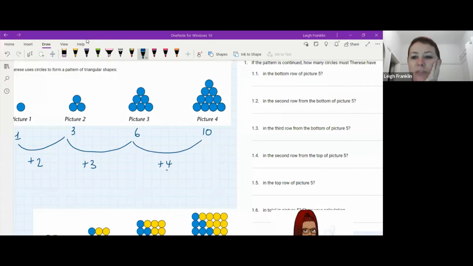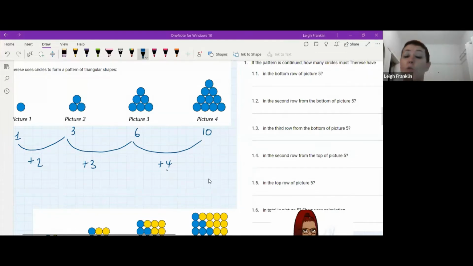Ma'am, yes, Boipelo. Ma'am, in our school, our teacher did teach us this thing, and we did it today. The way we did it is that we plus the numbers to get the number that doesn't exist. Like in question 1.2, it asks us picture number 5. So since it's +2 +3 +4, it's going to be +5, which is going to be 16. Absolutely. I agree with you.